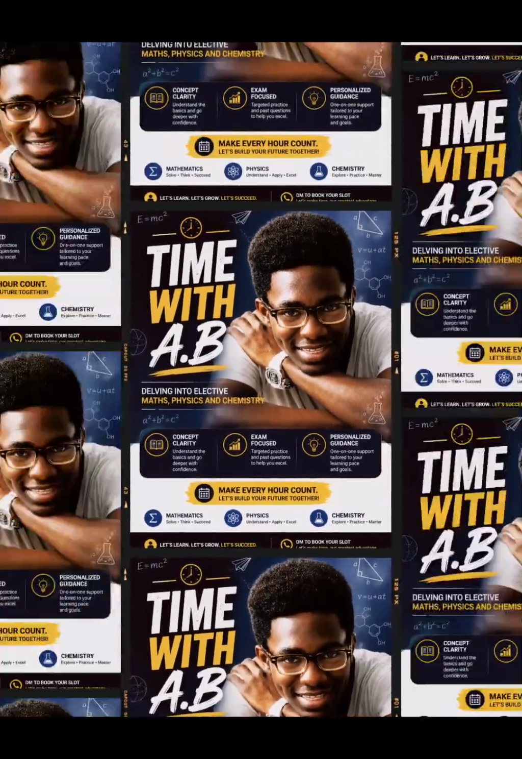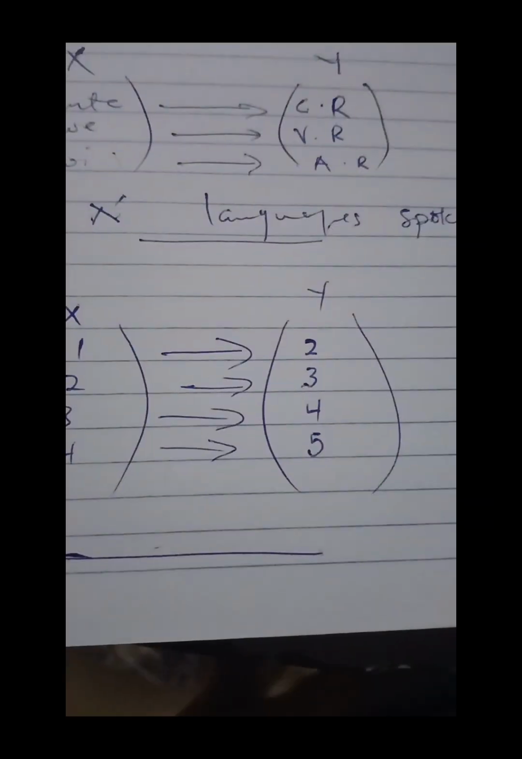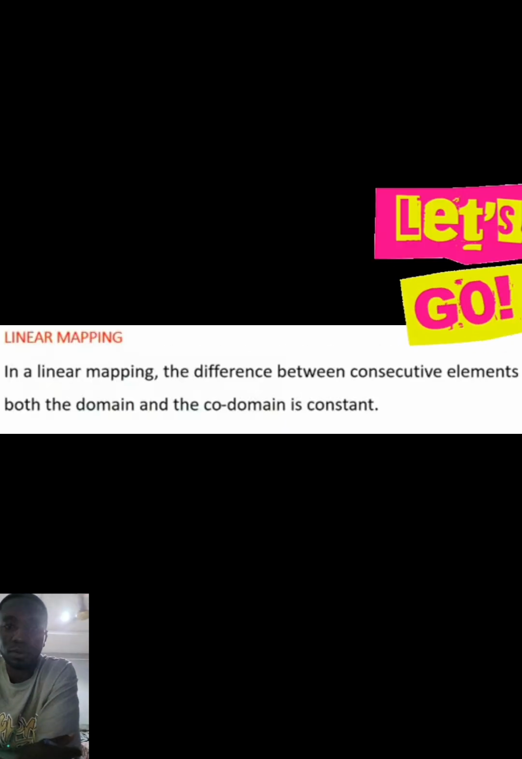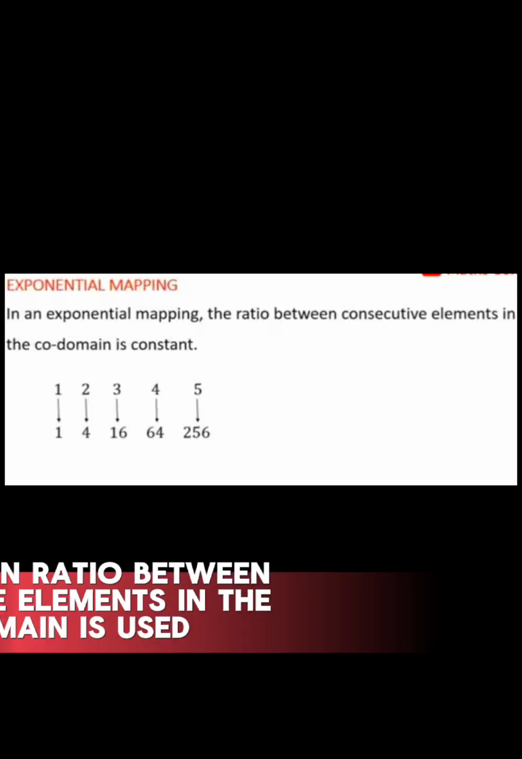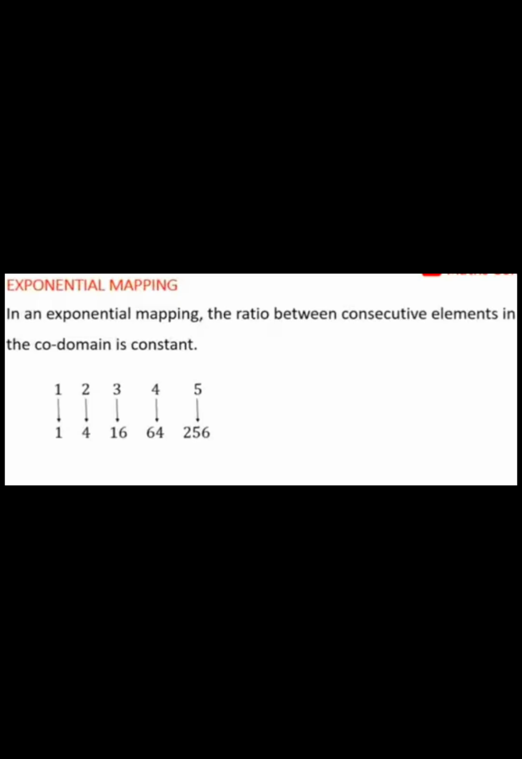This is a continuation of the video I did earlier on relations, mapping, and functions. So if you've not watched that video, kindly go and watch. In linear mapping, we were making use of the common difference, but in exponential mapping, the ratio between consecutive elements in the codomain is used.